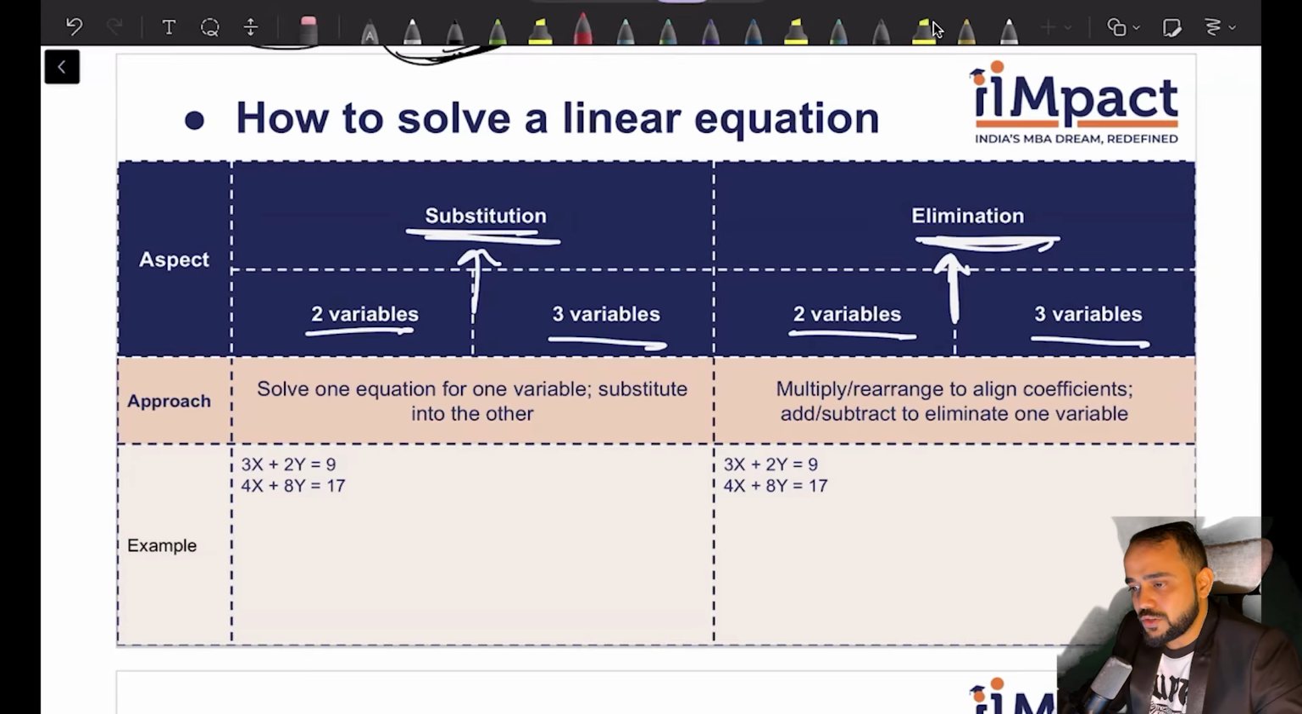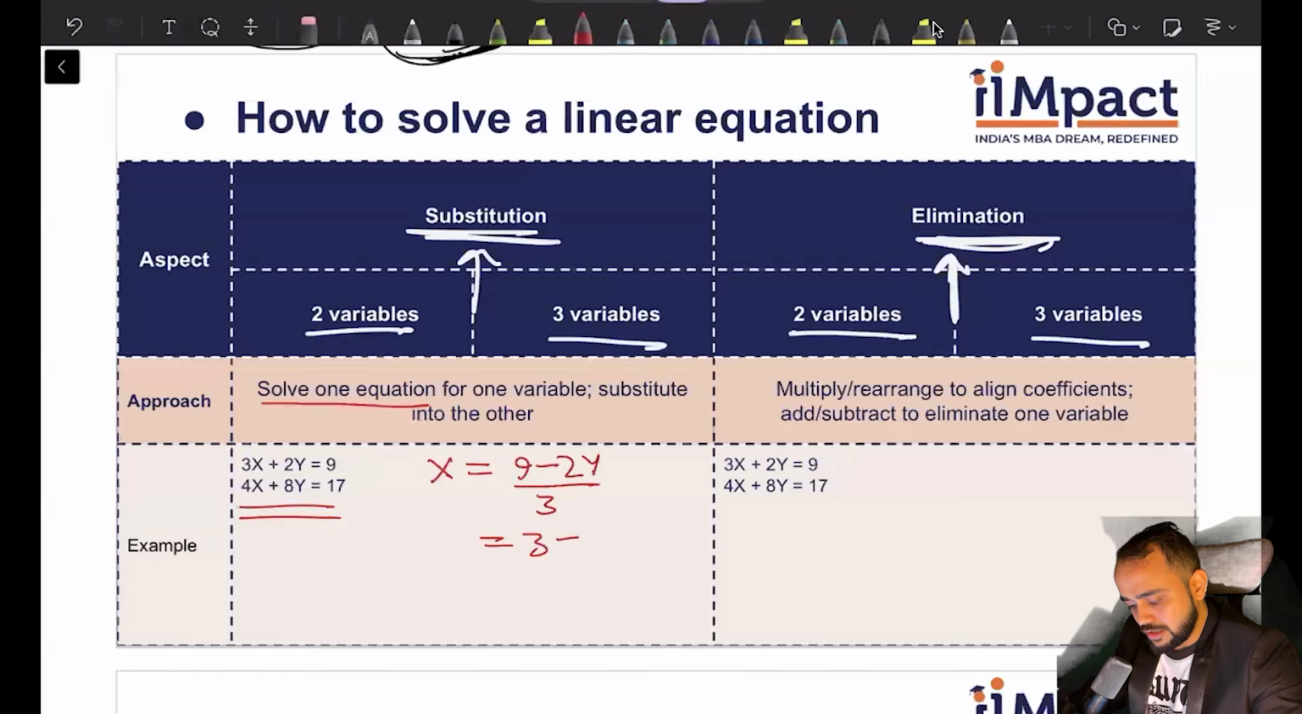So, what happens in substitution is you solve one of the equations for one of the variables. You express a variable of your choice in terms of the other variables, and then you put that value of your variable of choice in the second equation that is given to you. So for example, if I were to deal with this given system, I will go that x is equal to 9 minus 2y divided by 3, which is 3 minus 2y by 3. This is the value of x that I am getting from the first equation. I converted this to find the value of x in terms of y.